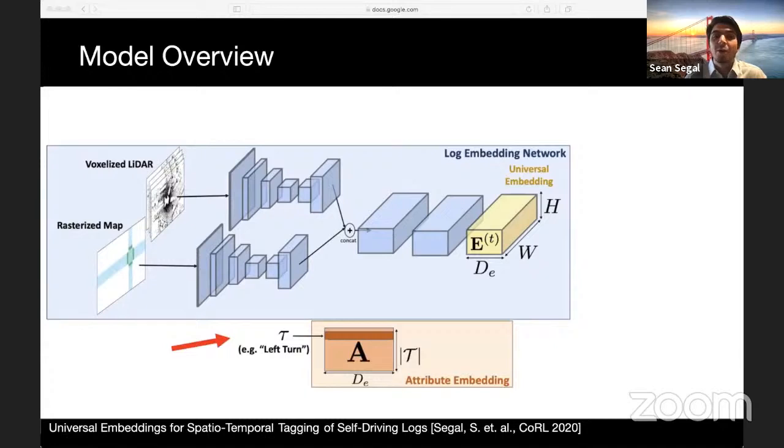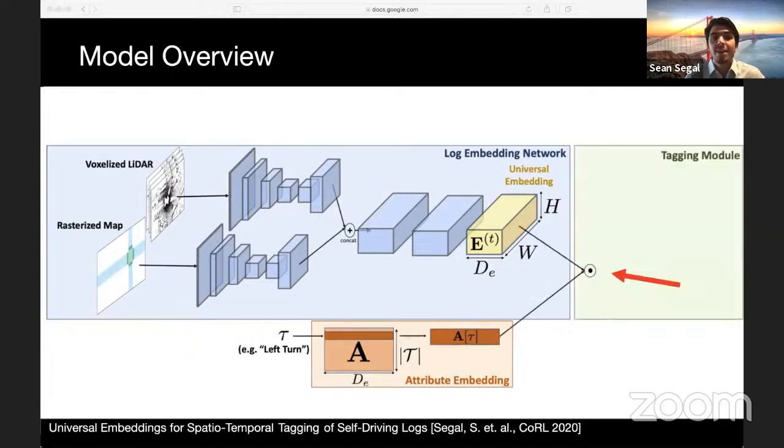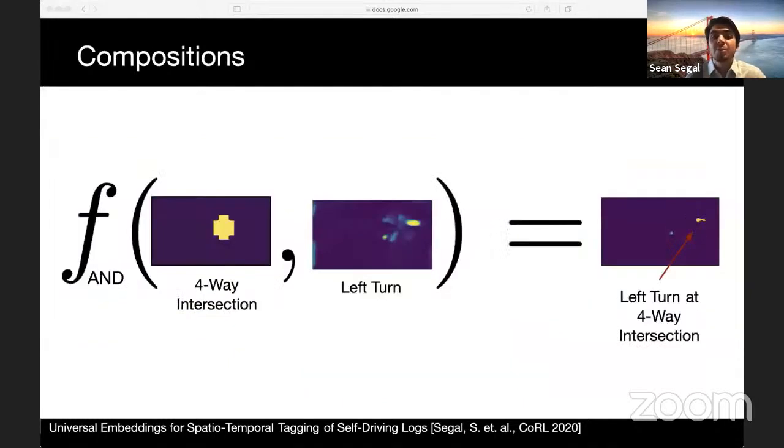Now imagine we want to tag all vehicles turning left in the scene. First, we encode the tag attribute tau, represented by a row in a learnable matrix A. Using a simple element-wise dot product, we combine the log embedding and the attribute embedding to obtain a spatio-temporal tensor of tag values V. Our model can also be extended to support compositional functions, which take tag values from multiple attributes as input and return a new tensor of tag values. Compositions enable our model to naturally handle more complex tags that relate to multiple attributes. For example, tagging vehicles turning left at a four-way intersection.